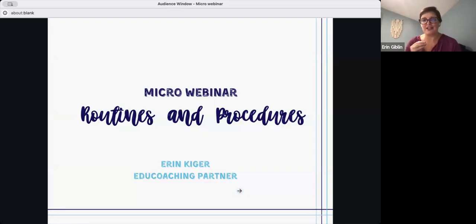Routines and procedures. First, let's very briefly talk about the difference between a routine and a procedure. A routine is that overall process of the day. So we're talking your academic schedule, reading, math, writing, that sort of thing. When is lunch? That routine, that pattern throughout the day. The procedures are drilling down to make sure that the elements happening throughout each of those components of your day are going smoothly.